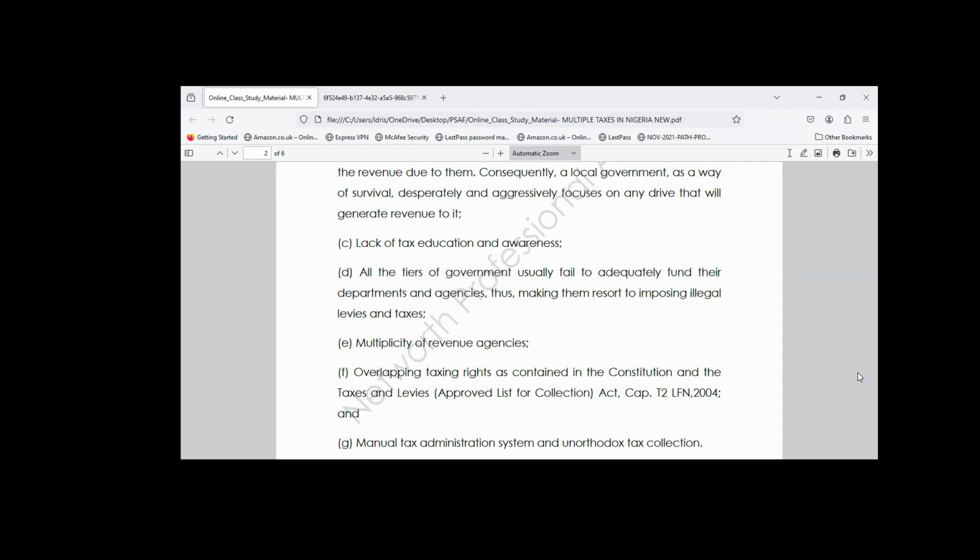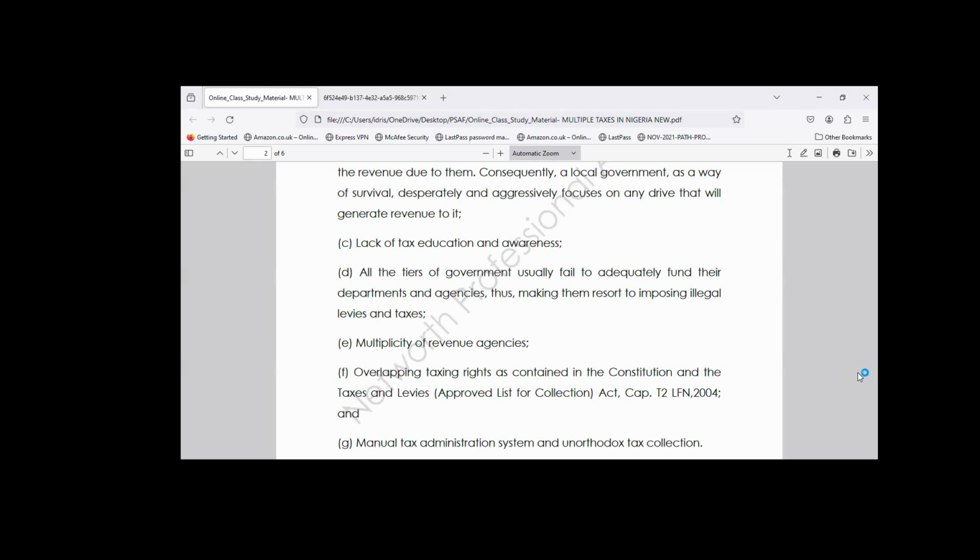Overlapping taxing right means when the state government is now collecting the type of taxes that should be collected by local government. So that one is already overlapping taxing rights. For example, tenement rate is a tax collected by local government. But in some states, as a means of generating revenue, they modify tenement rate into what is called land use charge, and they are now collecting it.